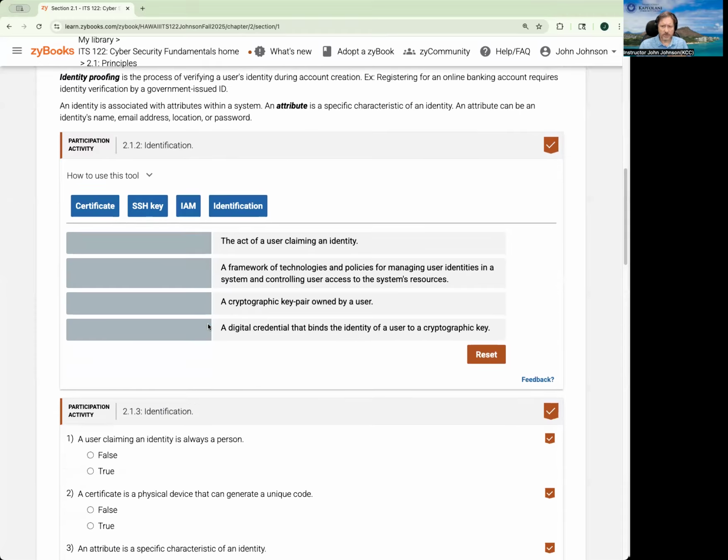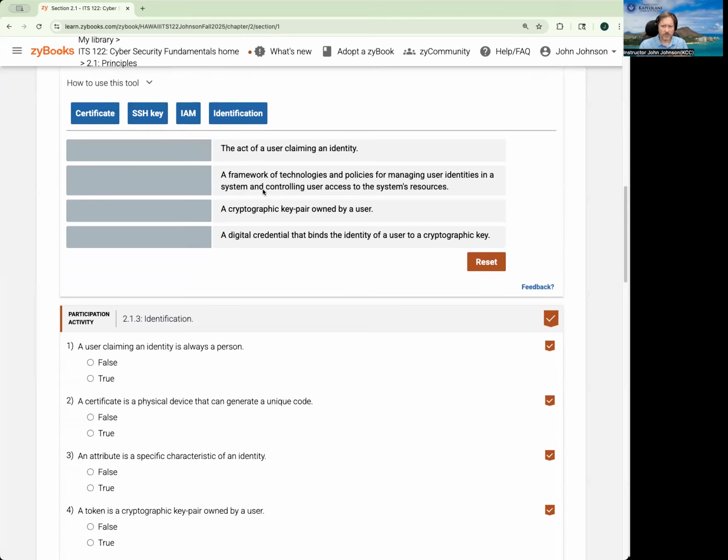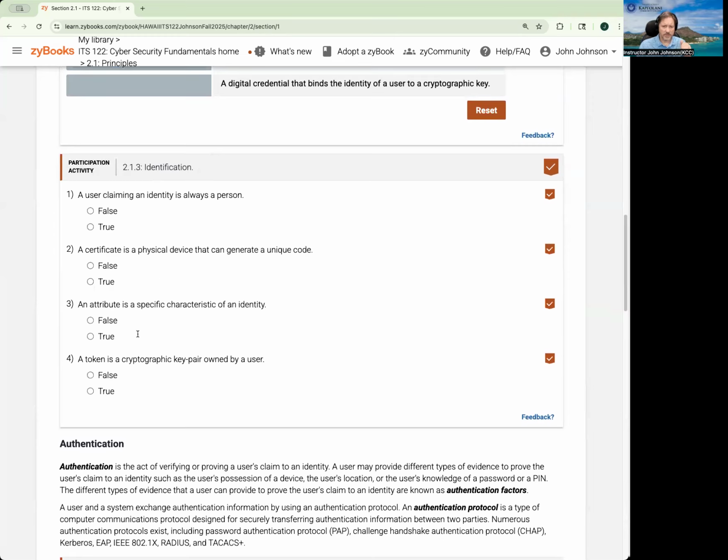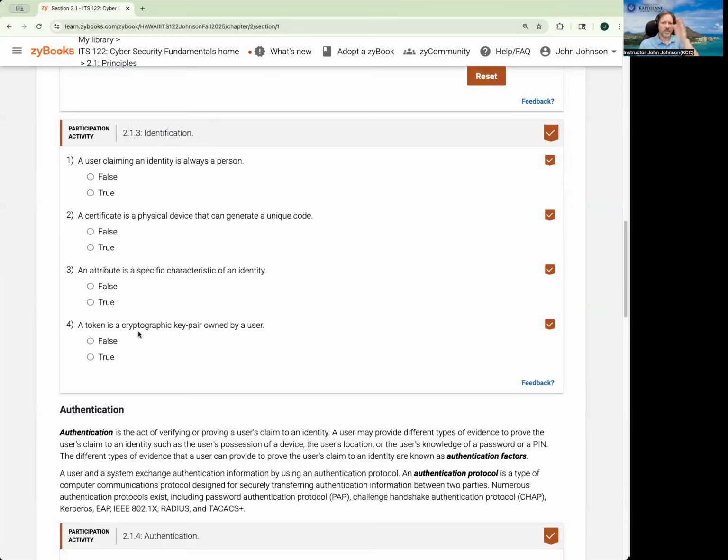So the activity here, the participation activity, you're just going to be matching these things up to the appropriate concept here. And again, we're going to answer some true and false. This is really good because it's going to help you identify. You're going to take the term identification that we just learned, and you're going to really probe into what exactly it means. And now that we've finished the identification, we're going to the second part, which is the authentication.